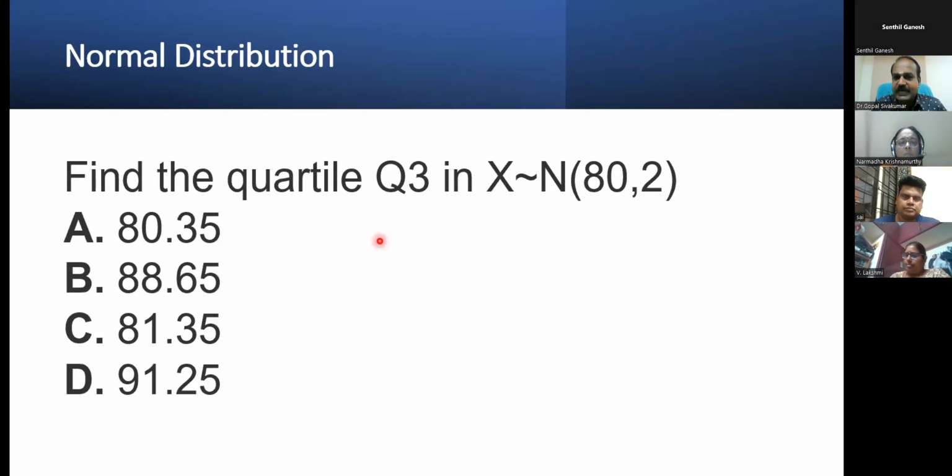Find the quartile Q3 in the distribution where average is 80, standard deviation is 2. What is quartile 3? Do you know the meaning of it?